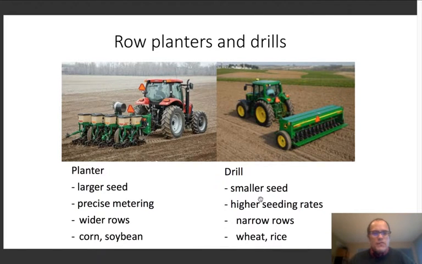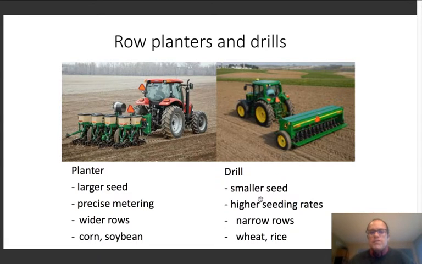In a mechanized format, we have planters and drills, two different types of machines that both are putting seeds down. The planter generally is dealing with a larger seed, but it is very precise in the space, in the depth. You're probably dealing with wider rows. Corn and soybeans are great examples. Those high seed rates, even corn and soybean, in some instances, you are getting into the tens of thousands, many tens of thousands of seeds per acre.